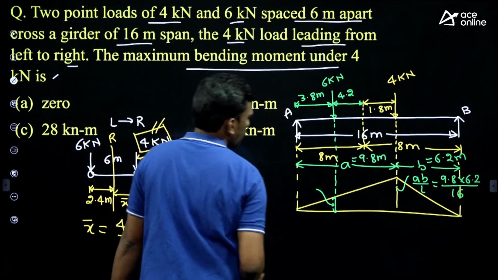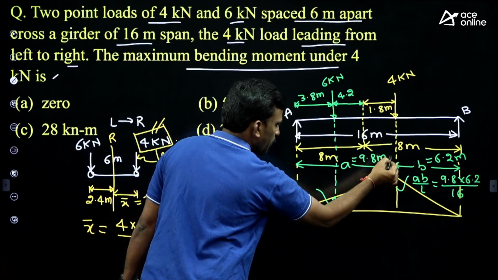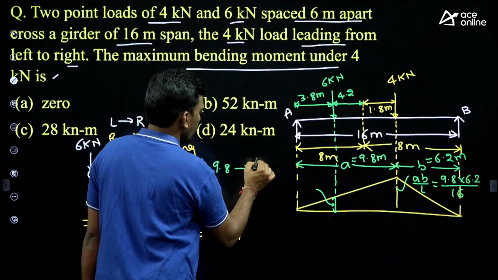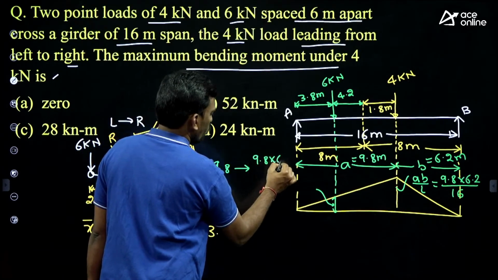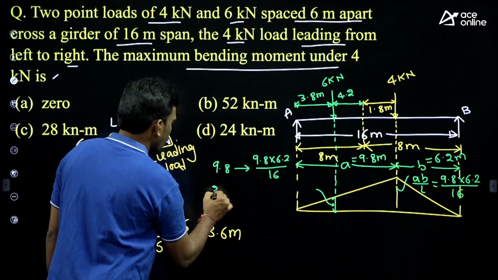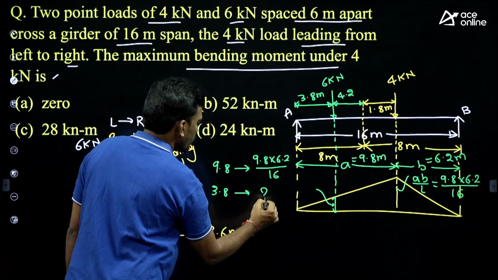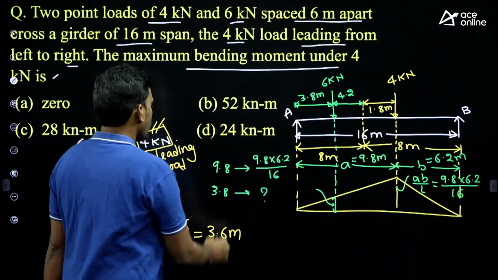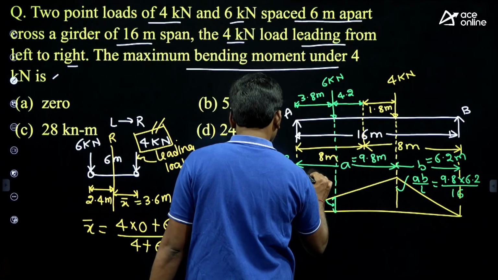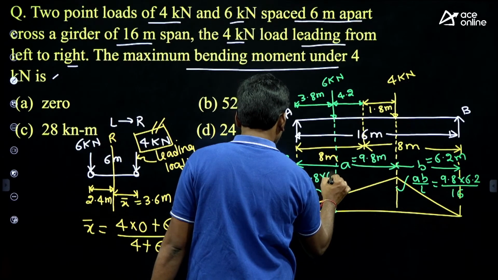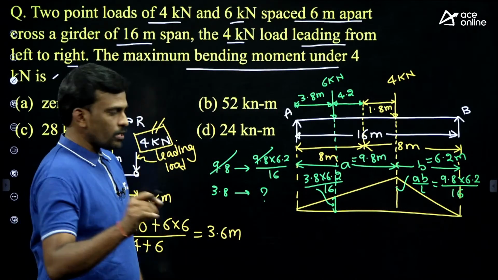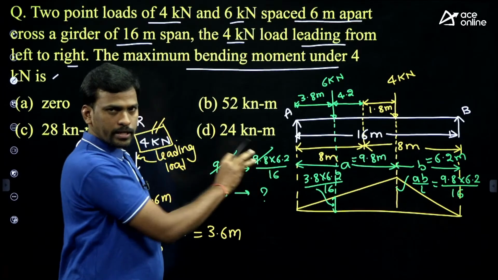Now using similar triangles, can you find the ordinate here? For a distance of 9.8 meter, the ordinate is 9.8 into 6.2 divided by 16, and we need the distance of 3.8. What is the ordinate? Here the 9.8 gets cancelled, so this is 3.8 into 6.2 divided by 16. Students, if I make any calculation mistakes, please check it.